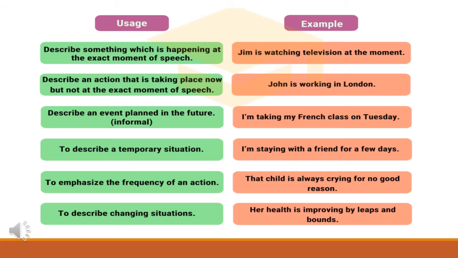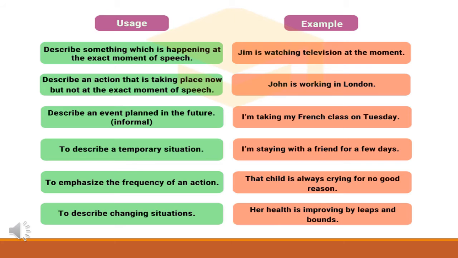Here the example is Jim is watching television at the moment. Means Jim, our subject, is watching television at this very moment. So whatever is happening at the moment, that is your present continuous.